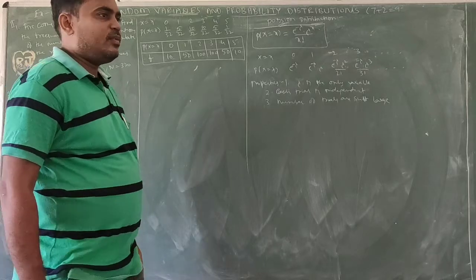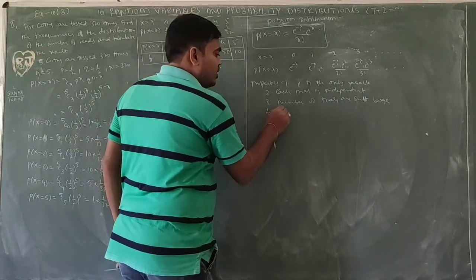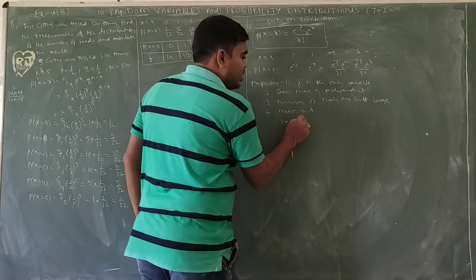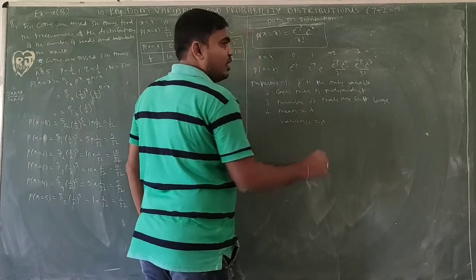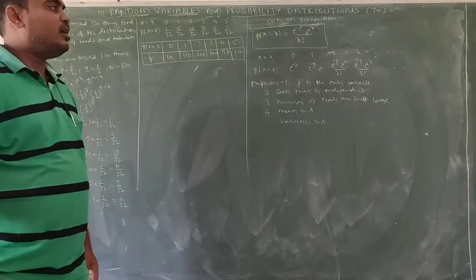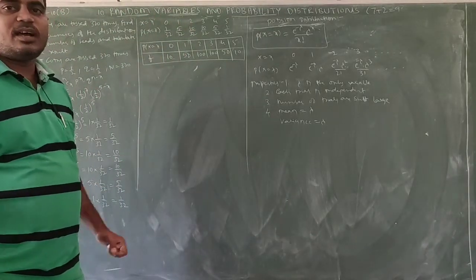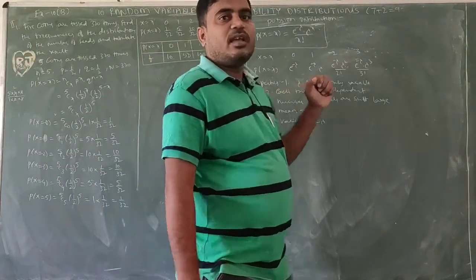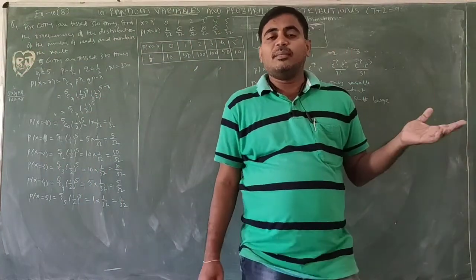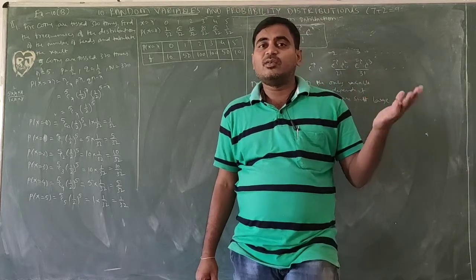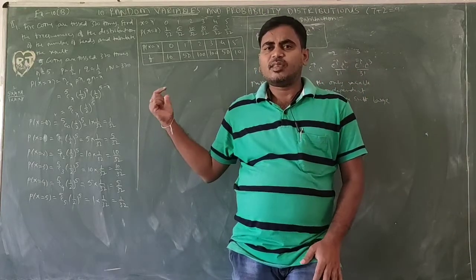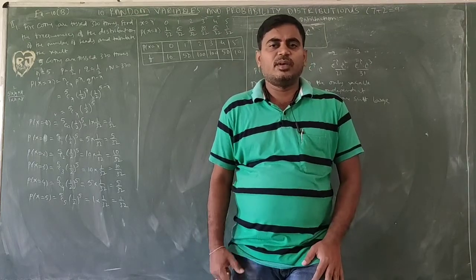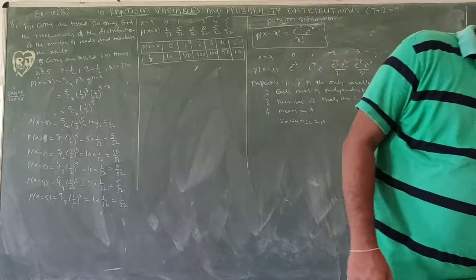And next, mean and variance. Mean is equal to lambda, and variance is also equal to lambda. The mean and variance of a Poisson distribution are both equal to lambda. Mean is equal to variance in the Poisson distribution, but in the binomial distribution mean is equal to np and variance is equal to npq. Now we will discuss some problems.